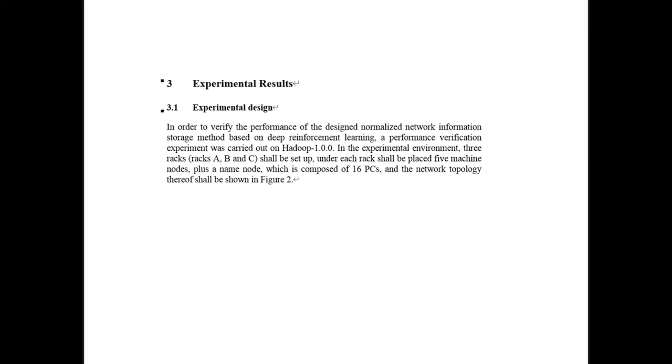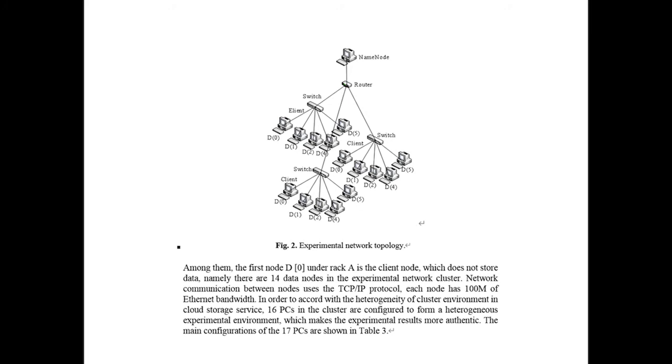Experimental design. In order to verify the performance of the designed normalized network information storage method based on deep reinforcement learning, a performance verification experiment was carried out on Hadoop 1.0.0. In the experimental environment, three racks, A, B, and C, shall be set up. Under each rack shall be placed five machine nodes, plus a name node, which is composed of 16 PCs. And the network topology thereof shall be shown in Figure 2. Figure 2 shows the experimental network topology. Among them, the first node D0 under rack A is a client node, which does not store data. Namely, there are 14 data nodes in the experimental data cluster.